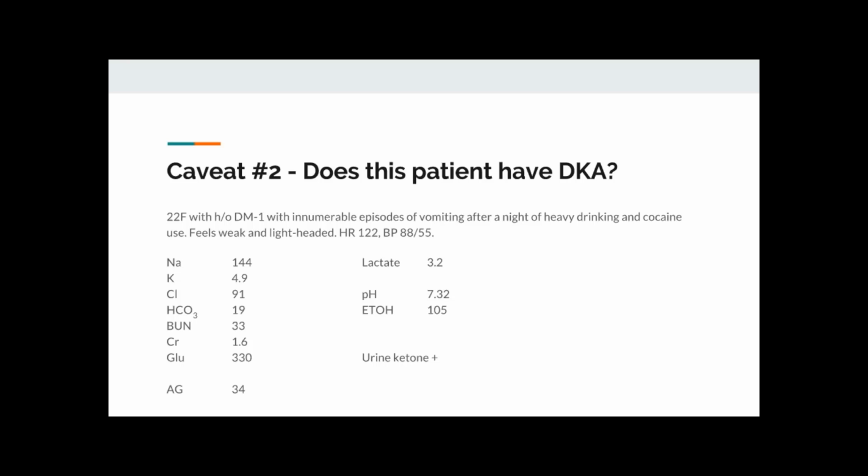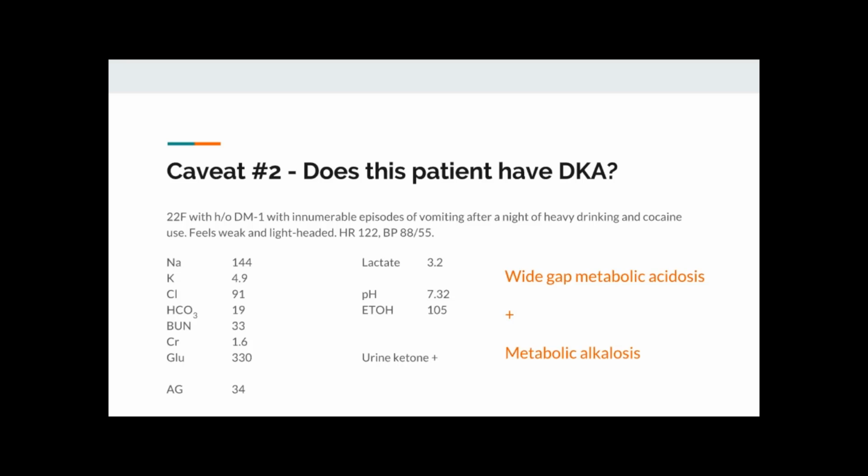So, doesn't necessarily meet textbook criteria, right? So, she's got basically normal pH. Her bicarb isn't that low. You have ketones, dehydration, and this is the kicker, right? And I'm sure we're going to talk about this more during the lecture, but a high anion gap should concern you. So even if there's a normal pH, this person has a mixed disorder, right?